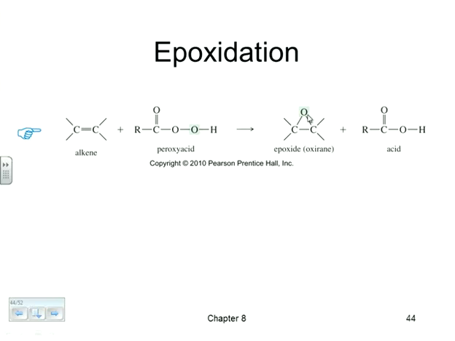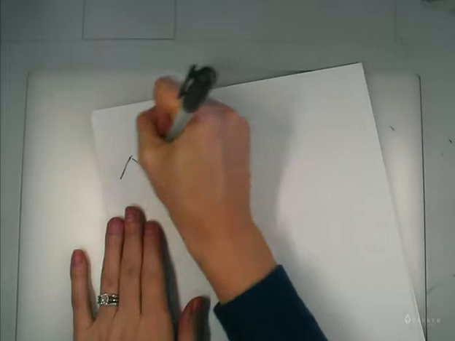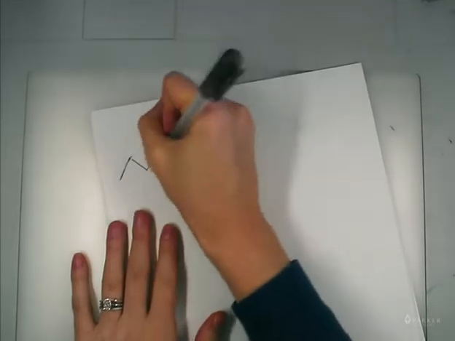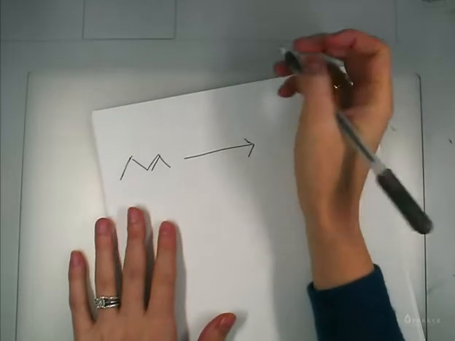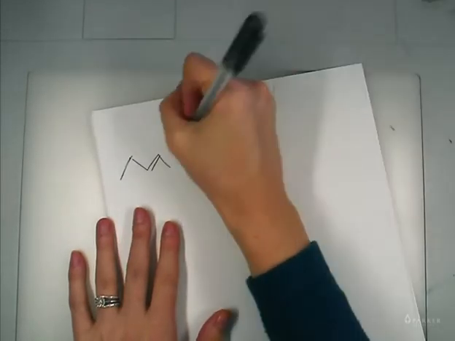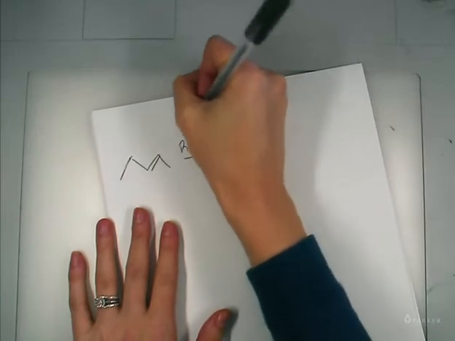How you make an epoxide is like this. So you'd have your double bond. And you're going to react it with what's called a peroxy acid. So I'm going to draw the general form of that and explain what that is.